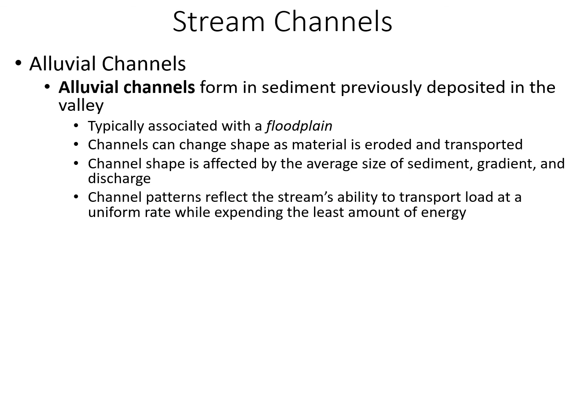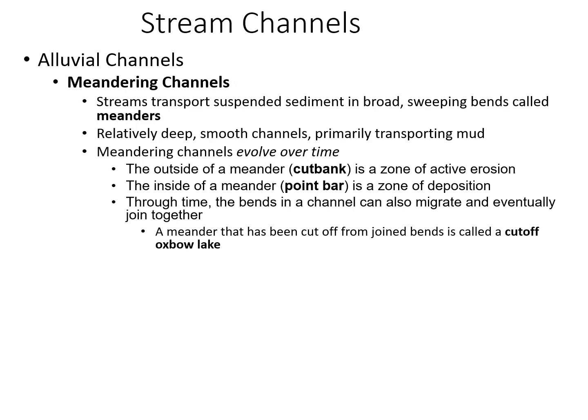Alluvial channels are a little different. Typically you find these in the sediment transportation zone of a river or at the mouth of a river. Alluvial channels are typically associated with floodplains, flat-lying areas that are prone to flooding. The channel shape is affected by the size of sediment, the gradient, and how much water is flowing through it, and the patterns reflect the stream's ability to transport the sediment at a uniform rate while expending the least amount of energy. And one type of alluvial channel is called a meandering channel.